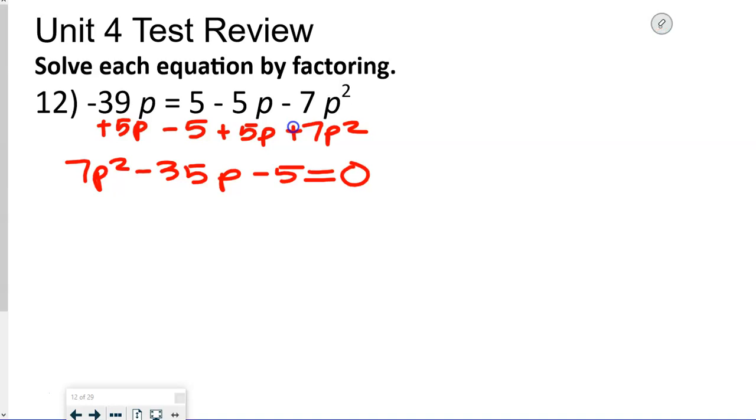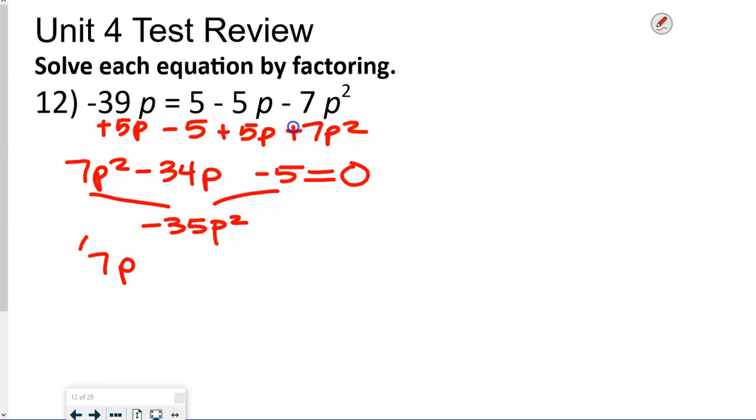That was wrong, y'all. This is supposed to be 34, because 5 from negative 39 is negative 34p, right? Okay. So now we're multiplying these two together. That gives us negative 35p squared, right? So hopefully you can very quickly see the factors here.